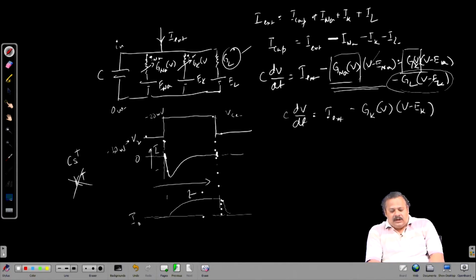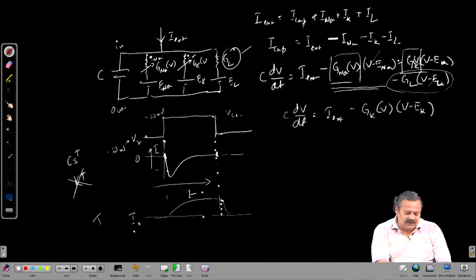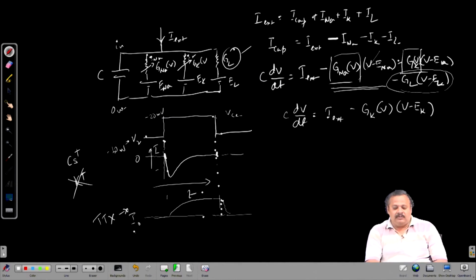So, if we can measure the currents during this period where the sodium channels are not working, or if they are closed, if we can manage to close them, this was done with TTX, as you may remember from our previous lectures. So, what are we doing essentially in this experiment?